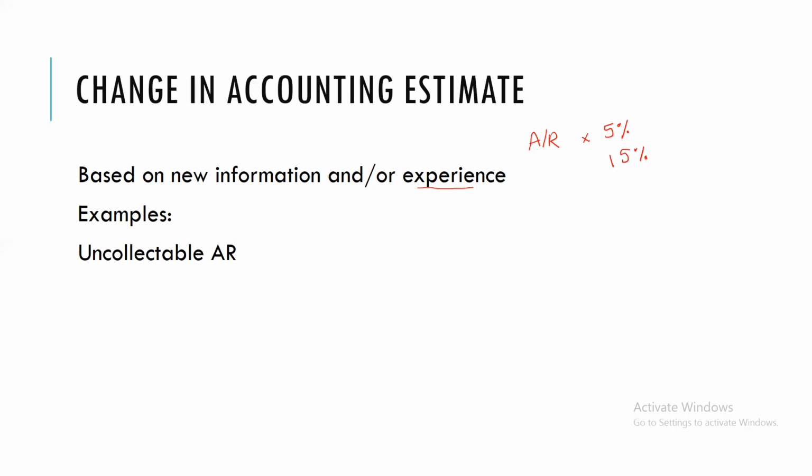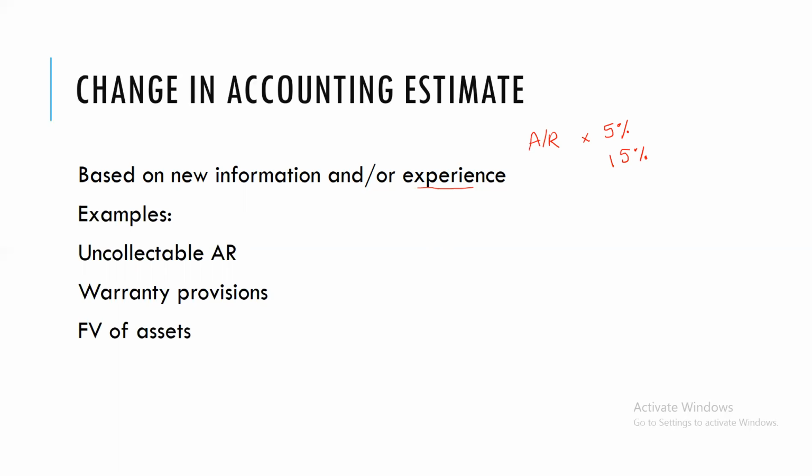All right, so examples, I talked about uncollectible AR or allowance for doubtful accounts. Other examples are warranty provisions. So at the end of the year, you would need to make an estimate of how much the warranty is going to cost the company. So how many people are going to come and take advantage of their warranty and get a new product or something. Fair value of your assets.